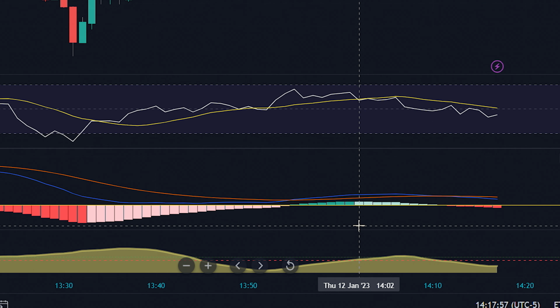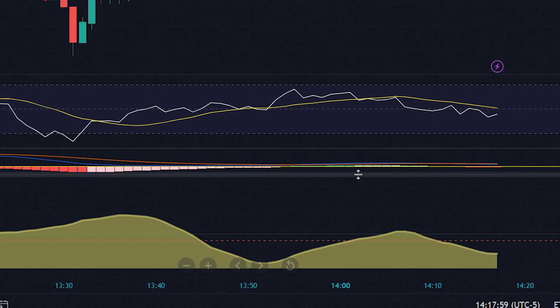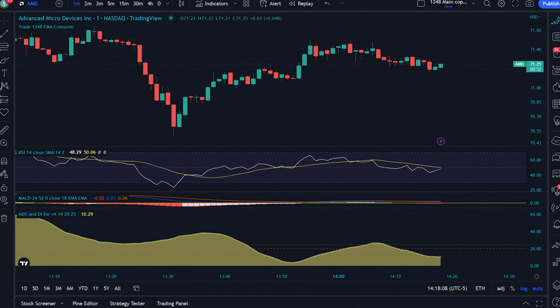Next up, we have ADX. And ADX is essentially the Average Directional Index, and it's a technical indicator that is used to measure the strength of a trend. It's not meant to give you the direction of the trend, but rather the strength of momentum in that trend.